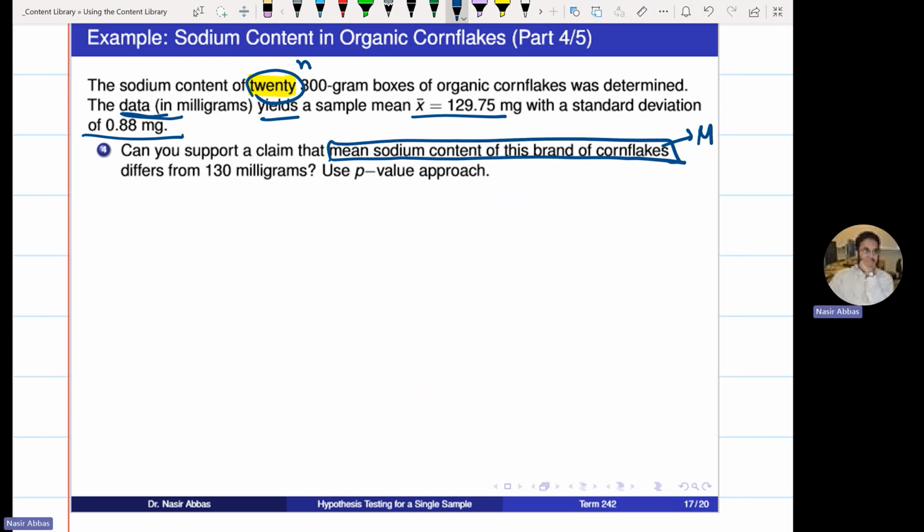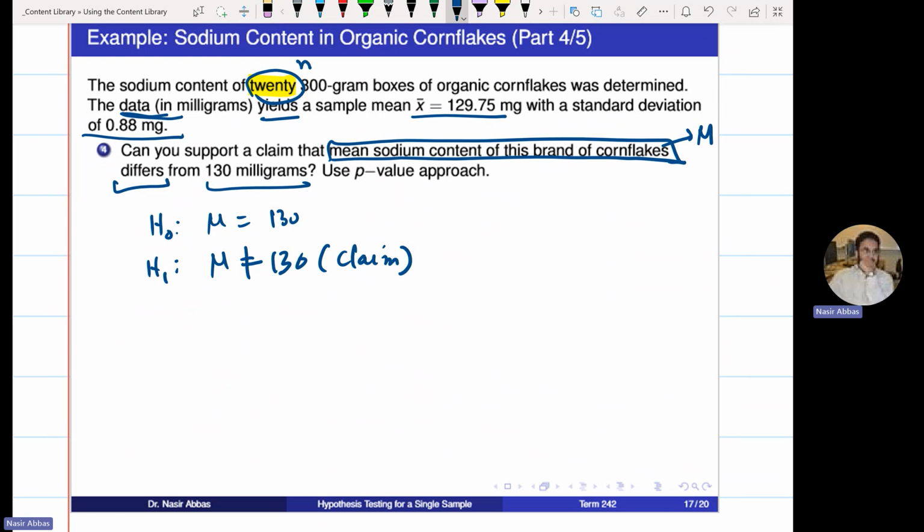This is mu, the mean sodium content is what? This is the statement of the question. What is the opposite? So the one with the equal sign becomes H0. The one without the equal sign becomes H1.